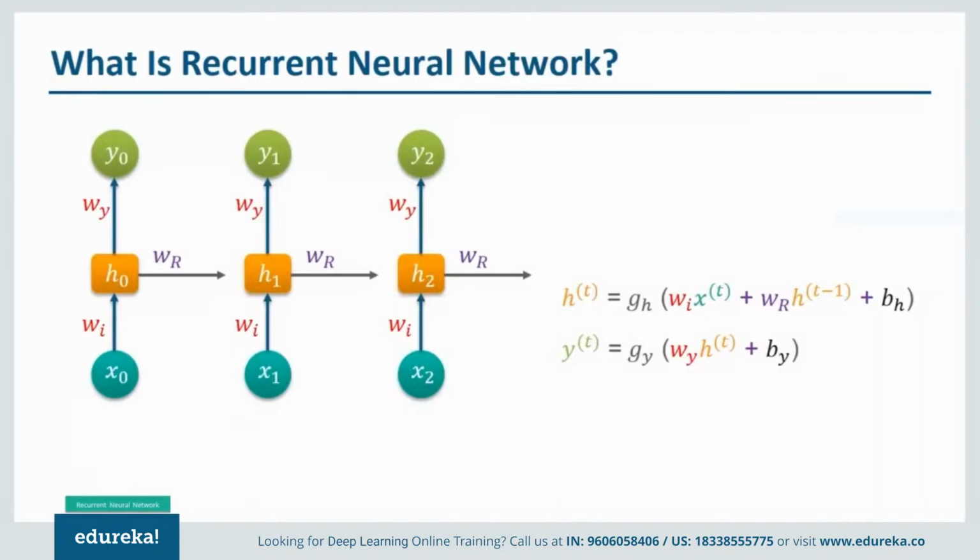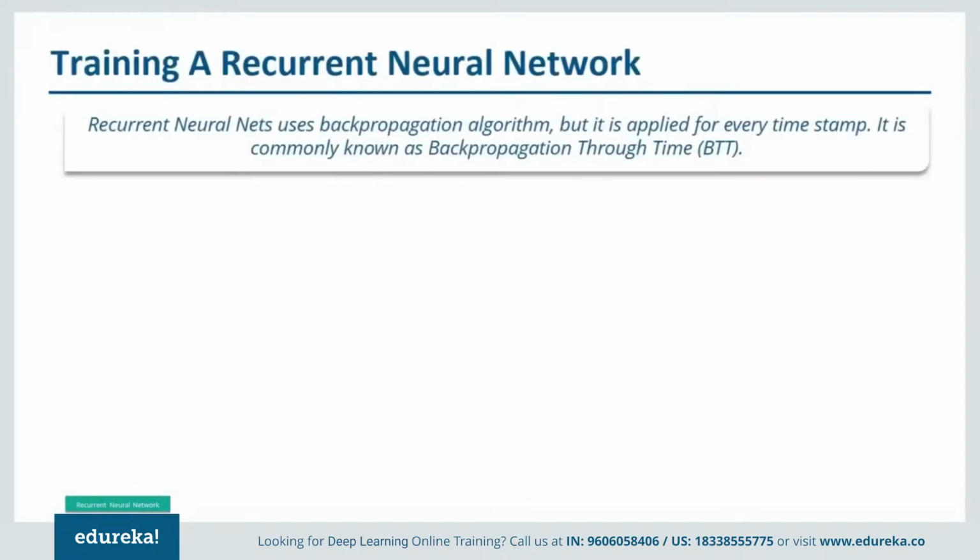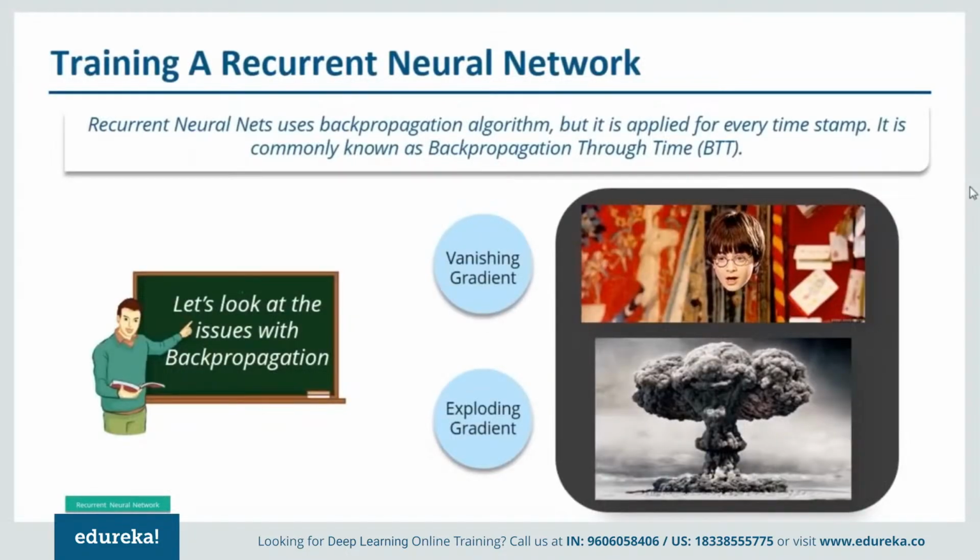Now you must be thinking how to train a recurrent neural network. So a recurrent neural network uses the backpropagation algorithm for training. But backpropagation happens for every timestamp. That is why it is commonly called backpropagation through time. Now with backpropagation there are certain issues, namely vanishing and exploding gradients. Let us see those one by one.